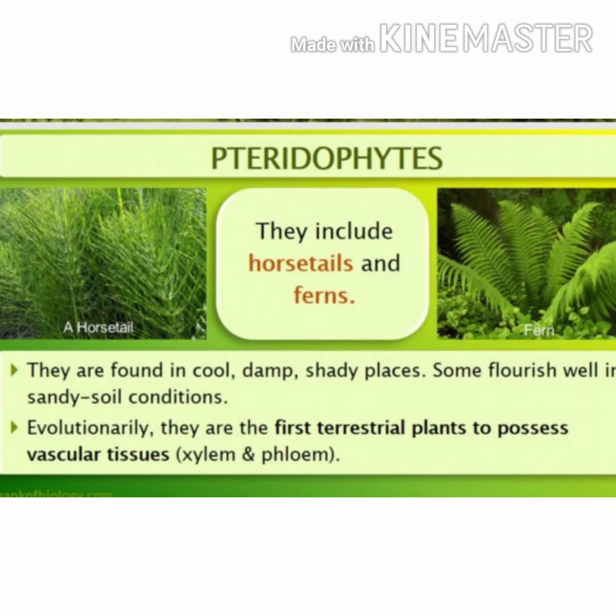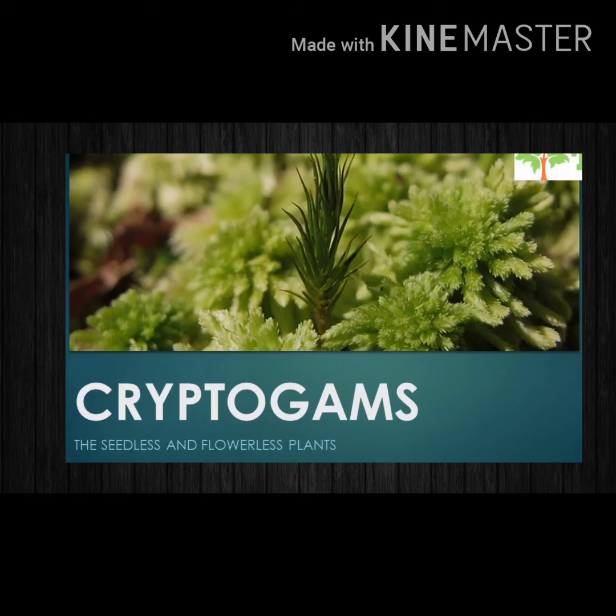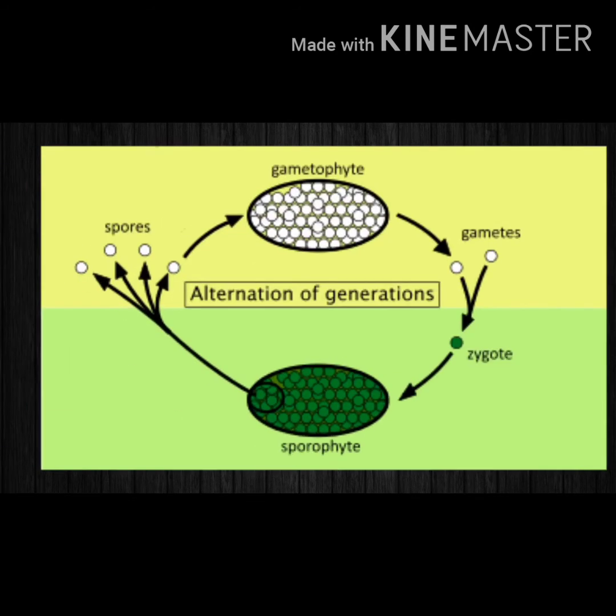They are found in cool, damp, shady places. Some flourish well in sandy soil conditions. Evolutionarily, they are the first terrestrial plants to possess vascular tissues such as xylem and phloem. In algae and bryophytes, vascular tissues were absent. Pteridophytes do not possess flowers and seeds, so they come under the category Cryptogamae.